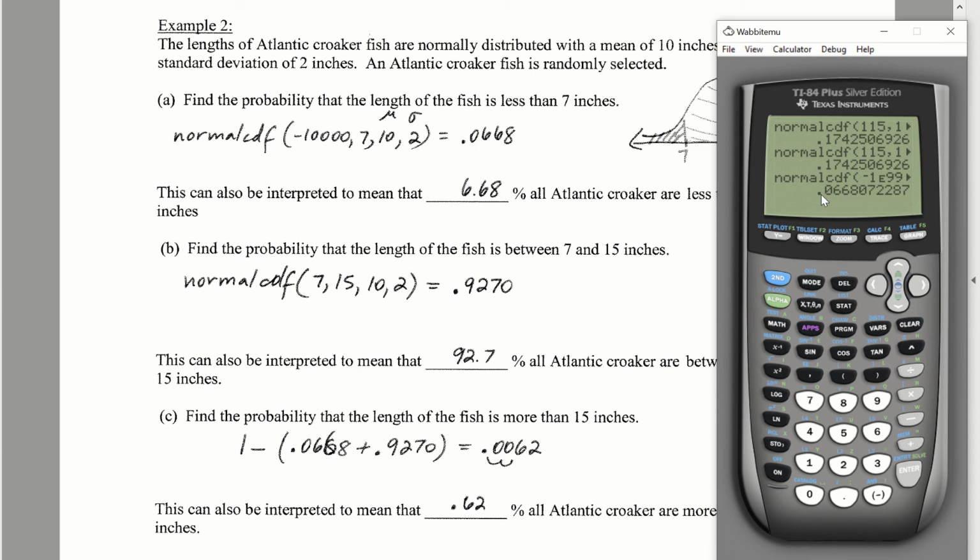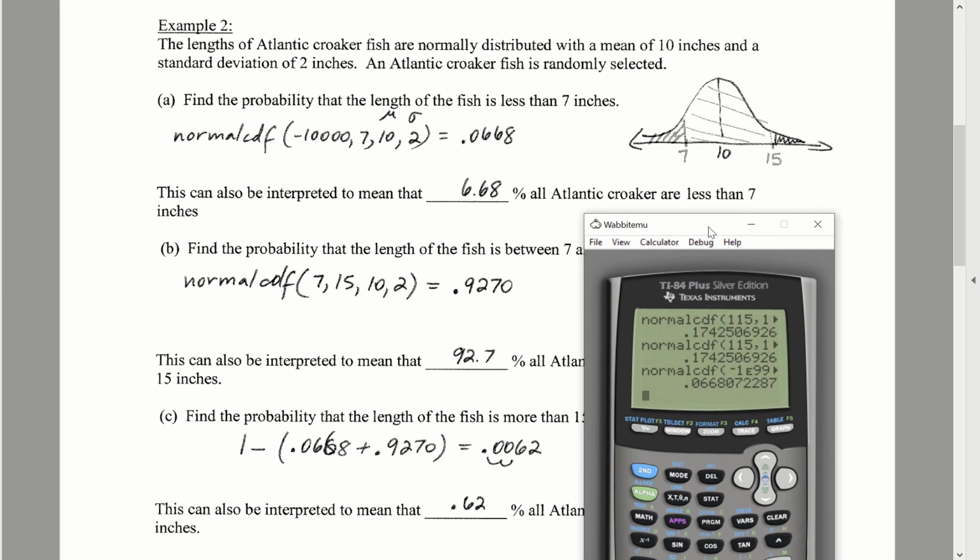And we would get, to 4 decimal places, 0.0668. So the probability that one of those fish chosen at random is less than 7 inches would be about 0.0668. Not an unusual event, but not a very likely event either. If we wanted to give an interpretation, most people interpret and understand percentages better than probabilities. We could turn this proportion into a percentage by just moving the decimal spot 2 places to the right again. So the interpretation would be that about 6.68% of all of these types of fish would be less than 7 inches in length.